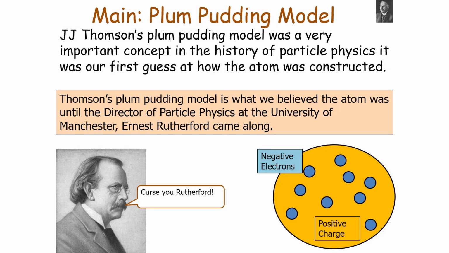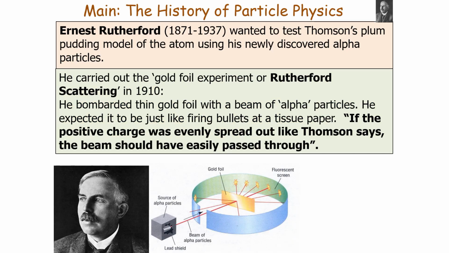J.J. Thomson's plum pudding model was a very, very important concept in the history of particle physics, because it's our first guess at how the atom was constructed. Thomson's plum pudding model is what we believed the atom was until the director of particle physics at the University of Manchester, Ernest Rutherford, came along. He carried out the gold foil experiment, or the Rutherford scattering experiment, in 1910 to test out whether the plum pudding model was true.